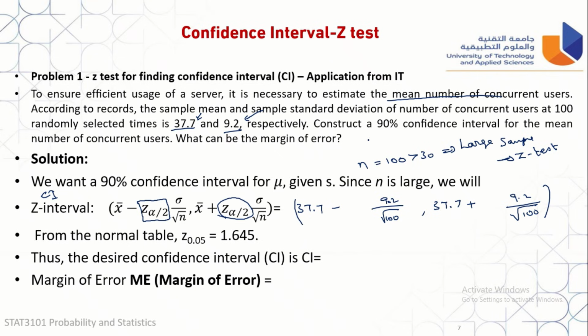So here it is 90%, correct? So how much percentage am I left with? 100 minus 90 is equal to 10%. But this is alpha, and I want alpha by 2. 10% by 2, how much? 5%. 5% means 0.05. That is why here it is given 0.05.